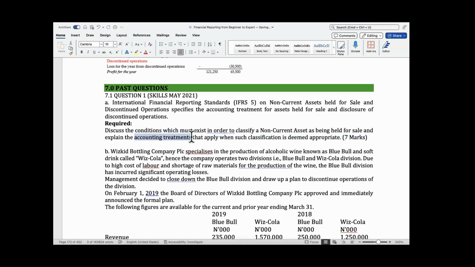The accounting treatment, this is talking about measurement. It is measured at the lower of its carrying amount and net realizable value. And when its net realizable value is lower, that means you will need to write down the carrying amount to its net realizable value. The difference will be recognized as an impairment loss to P&L. And also, when an asset is classified as held for sale, depreciation must cease on that asset. You get 7 marks cheaply.